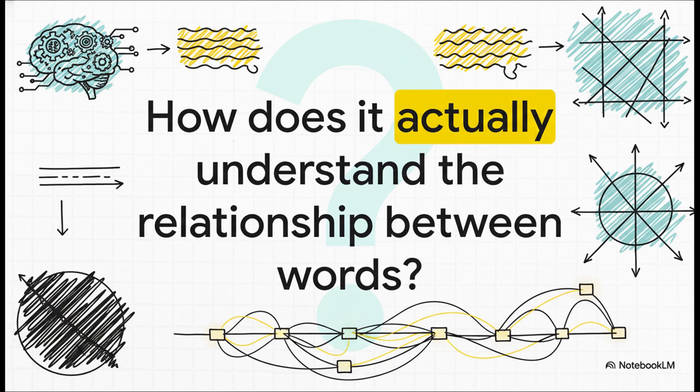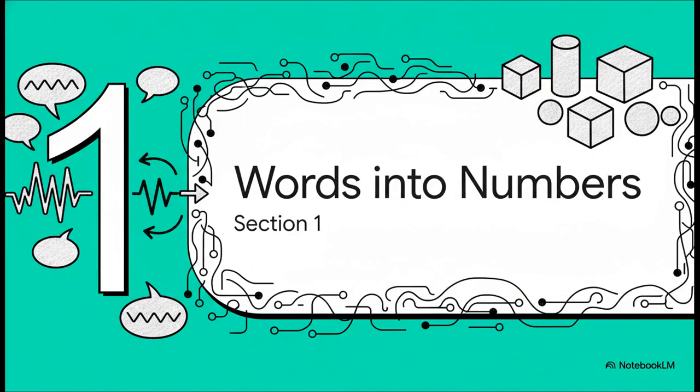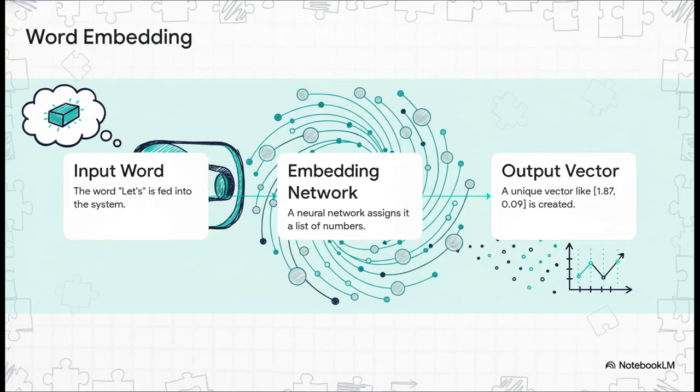How does a machine take a simple string of text and suddenly grasp context and nuance and all those complex relationships that actually give our words meaning? Let's dive in. Okay, so the very first step, before any of the real magic can happen, is basically translation. The AI has to convert our language, our words, into the only language it really speaks fluently: numbers. This all happens through a process called word embedding.